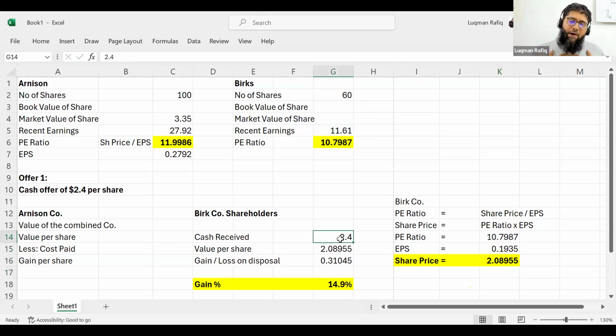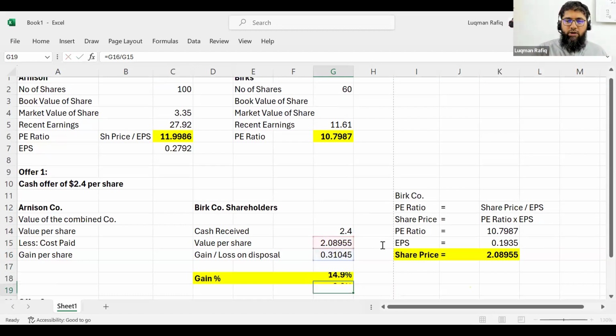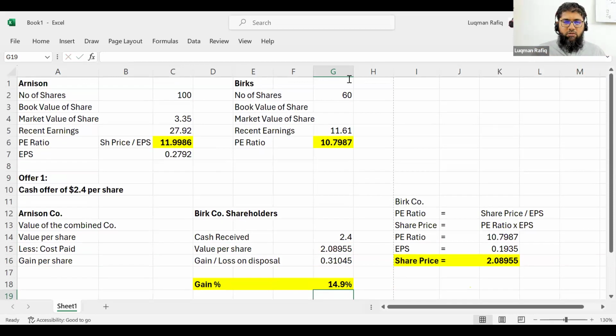Now I am a Burke company shareholder. I received 2.4, and each share of mine was worth 2.0895. That means I've got a gain of 0.31045 on my share. This gain is 14.9% of the existing value of the share. Do you get it now? Everyone okay now?